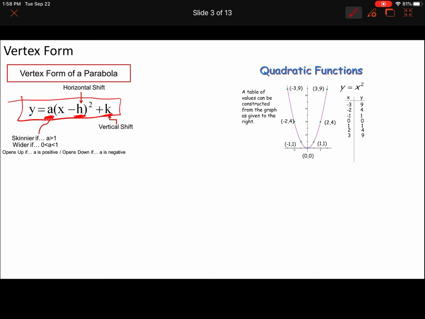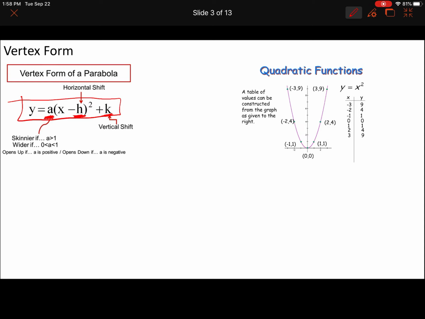So A means that my graph is going to be skinnier if A is greater than 1, because it's going to make it taller, a vertical stretch, times it by some number greater than 1 to make it taller. It's going to be wider, shorter, fatter, if A is between 0 and 1. And if A is positive, that means it opens up, just like our regular function, you can see on the right side that x squared opens up. And it opens down if it's negative, so it's flipped upside down across the x-axis if A is negative.